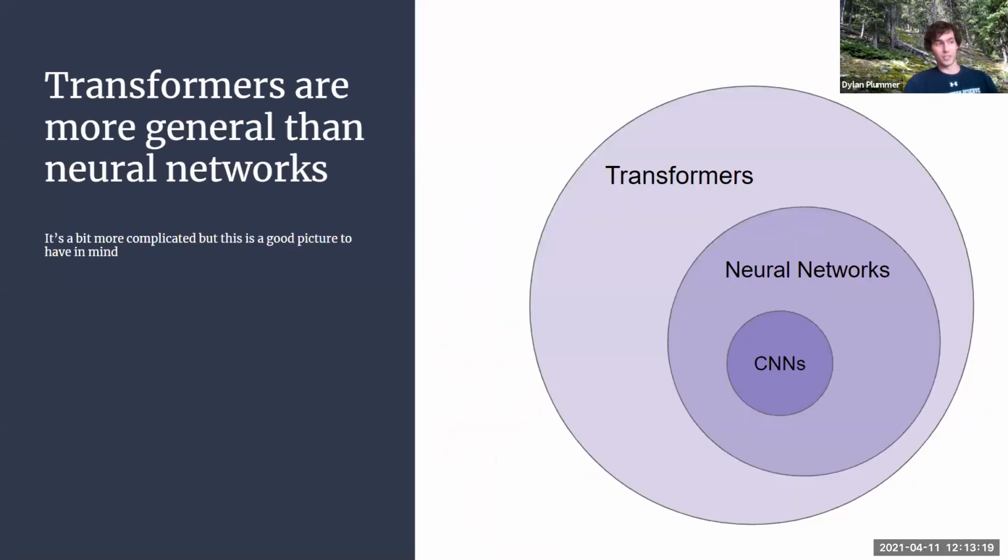And so this is a picture you could keep in mind if you want to think of transformers in terms of maybe some terms you're familiar with. So neural networks are really all the buzz in machine learning. Convolutional neural networks are a specific type of neural networks that work really well in images. Transformers are sort of more general than neural networks. So every neural network could be represented by a transformer, but there's transformers that no neural network could represent. So they're, in a sense, more powerful than neural networks.